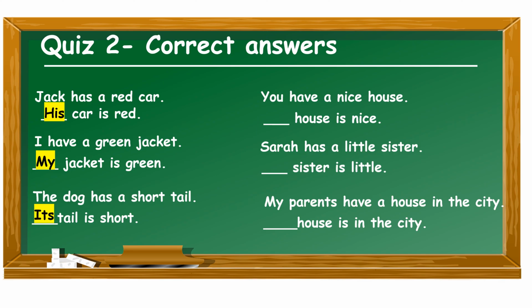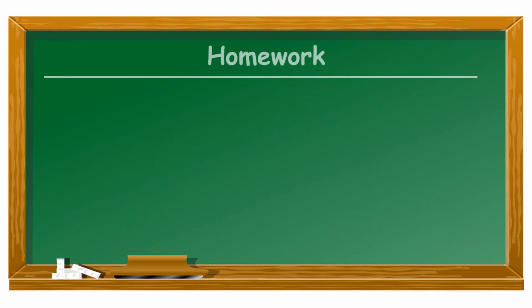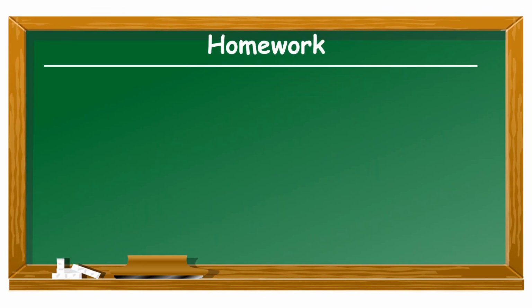Its tail is short. You have a nice house. Your house is nice. Sarah has a little sister. Her sister is little. My parents have a house in the city. Their house is in the city.